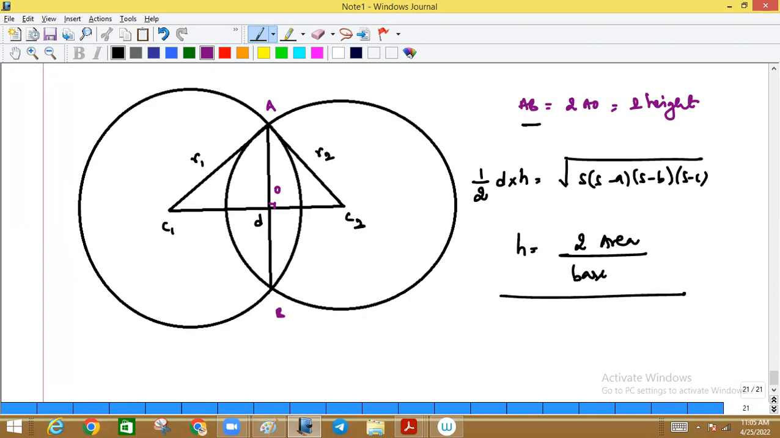After finding the height, you want to do what? AB is equal to 2 times the height. Understand how we find the height? They'll give you R1, R2, and the distance between the centers. So by using these three, find the height. How do I find the height? Half into height into base is equal to the area of a triangle. How do you find the area of the triangle? By using under root of S into S minus A, S minus B, S minus C. So like that, you can find the height. Double the height, you will get the length of the common chord. Okay. Copy that.